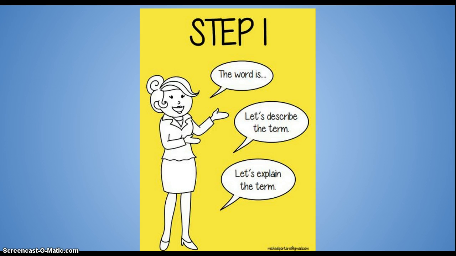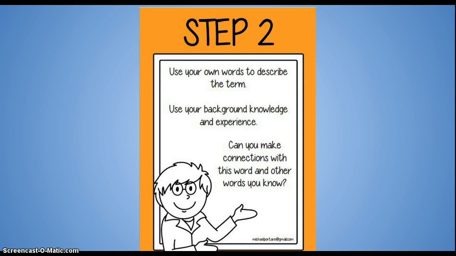So the first step is to clearly define what the word is. Makes sense? The students need to know what that word means. The second step is having the students use their own words to describe the term. So linking back to previous Matt's Minutes where we talked about using critical thinking skills and being able to rephrase or revoice what other people are saying. Now it's giving students the opportunity to describe vocabulary words or terms using their own words. They're using background knowledge and experiences and making connections to other words they might know.